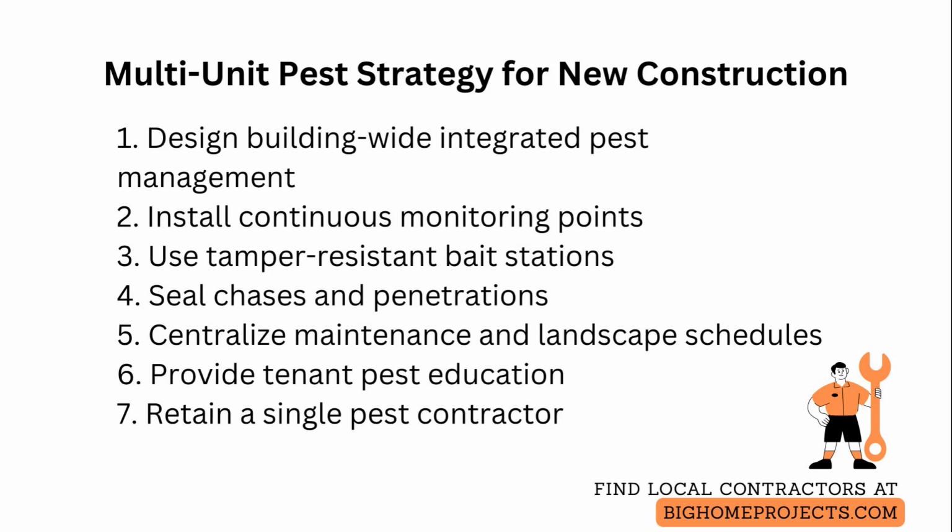Centralize mechanical and landscape schedules, so irrigation, trash collection, and exterior lighting are managed to reduce attractants and moisture pockets that draw pests. Plan drainage away from foundations and ensure mulch and plantings are kept at least 18 inches from exterior walls.